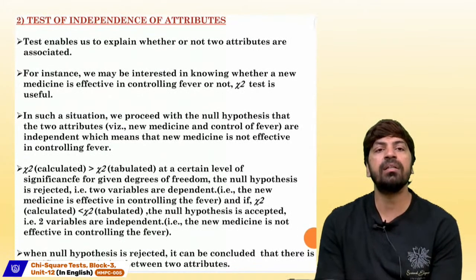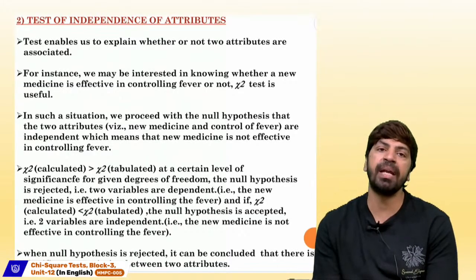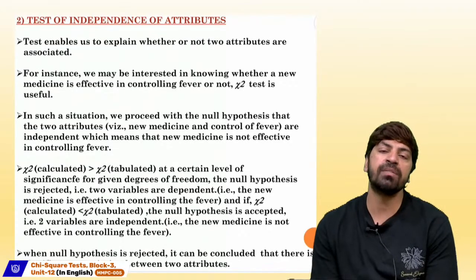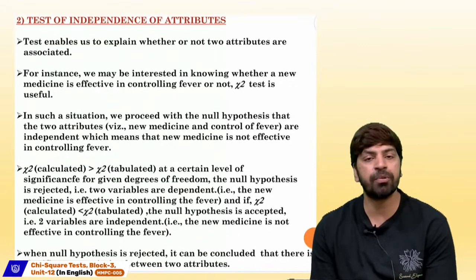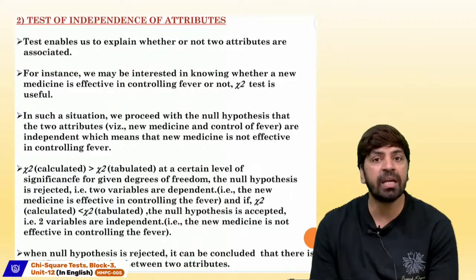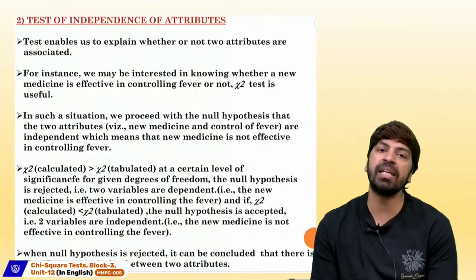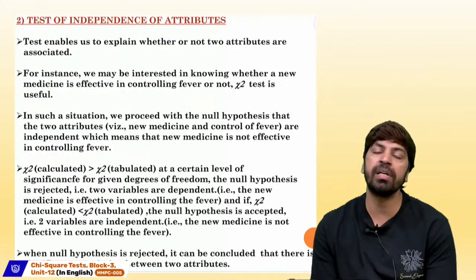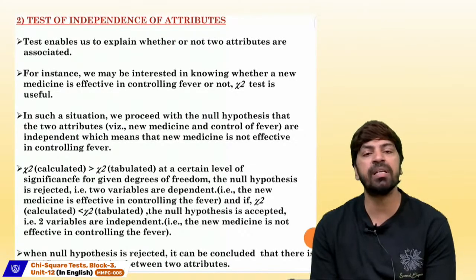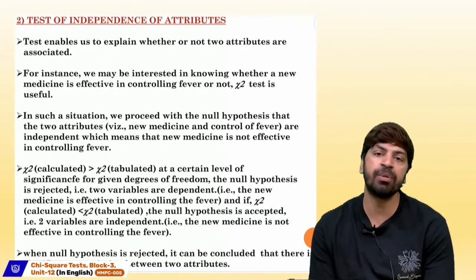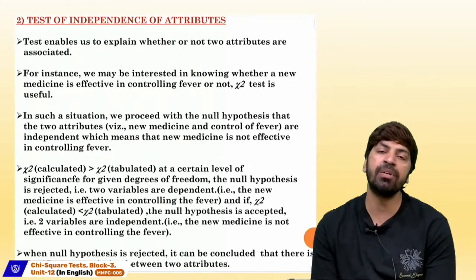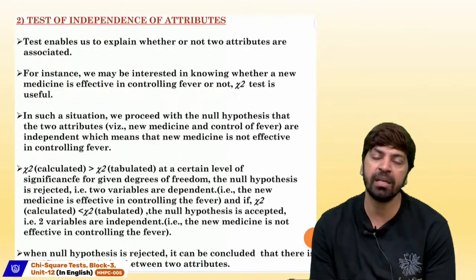The next application is a test of independence of attributes. The test enables us to explain whether or not two attributes are associated with each other. For example, if we may be interested in knowing whether a new medicine is effective in controlling fever or not, the chi-square test is useful. In such a situation, we can proceed with the null hypothesis that the two attributes, fever and medicine, are independent, which means the new medicine is not effective in controlling fever.